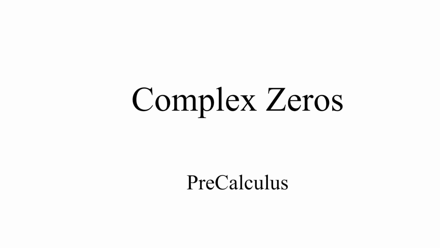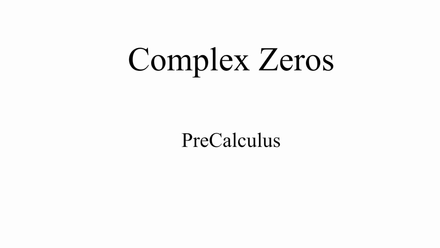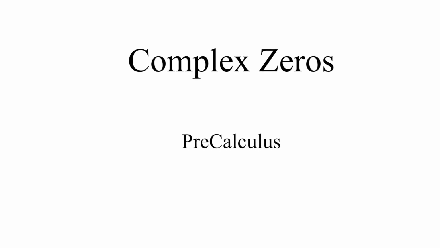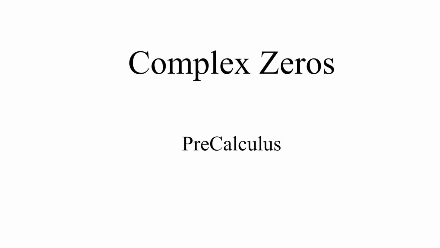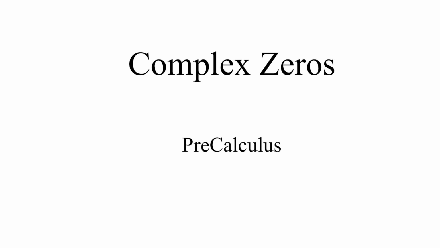How do we know if a general polynomial has any complex zeros? We have seen examples of polynomials with no real zeros. Can there be polynomials with no zeros at all? The answer to that last question, which comes from the fundamental theorem of algebra, is no.